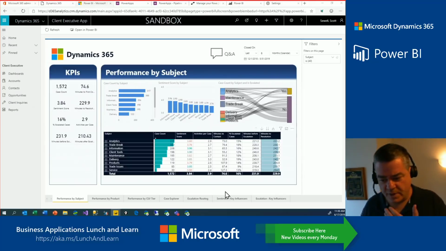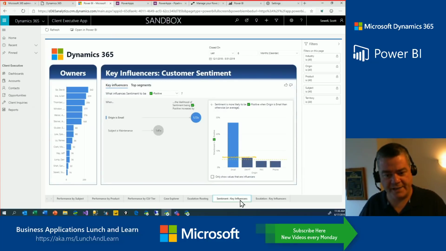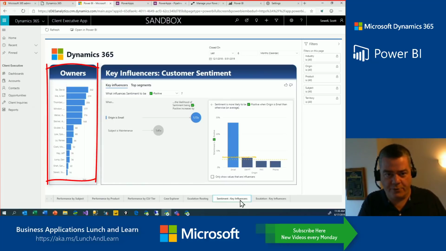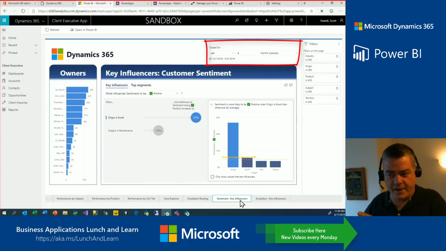So let me go into a visual I've got here called key influencers. When I open that up, I can see real quickly on the left a list of the owners. It's just a slicer that's available, saying who are the people who have closed cases. And up at the top, you'll notice I've got a filter saying I'm just looking at the last 6 months worth of data.